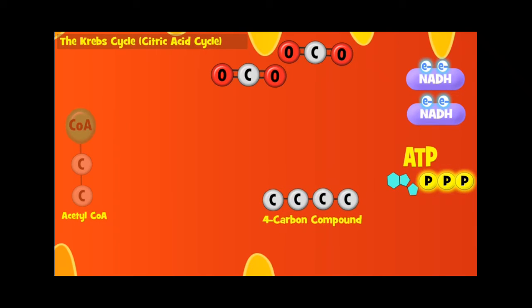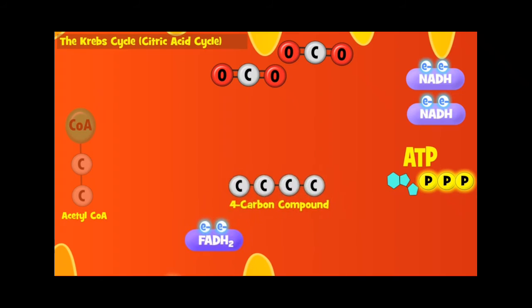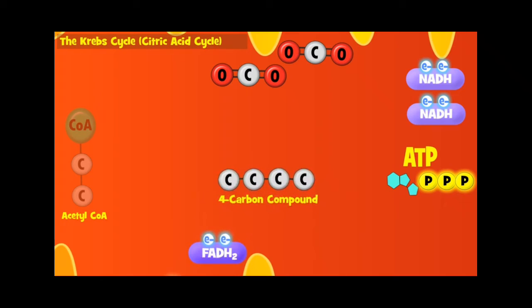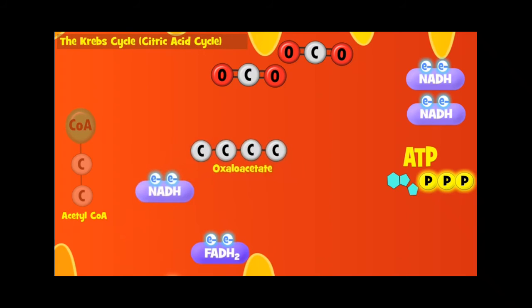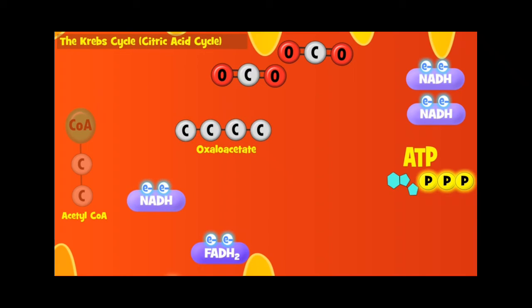Our new four-carbon molecule gets oxidized even further, transferring electrons and hydrogen to a different electron carrier called FAD, forming FADH2. Now the FADH2 serves the same purpose as NADH, carrying electrons to the electron transport chain. The new four-carbon molecule that results gets oxidized one more time, forming even more NADH. This final reaction also results in our previous molecule, oxaloacetate.